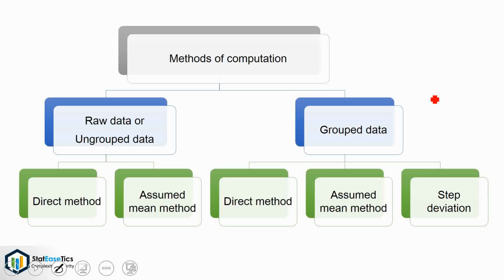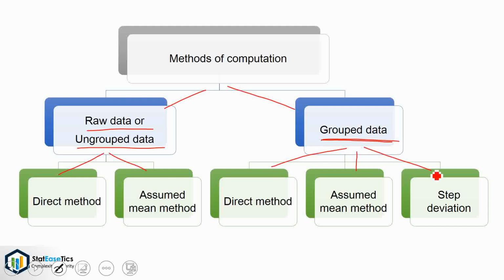Methods of computation. Arithmetic mean can be calculated through various methods. For raw data or ungrouped data, it can be calculated using direct or assumed mean method. And for grouped data, through direct, assumed mean or step deviation method. We'll be seeing them in detail now.